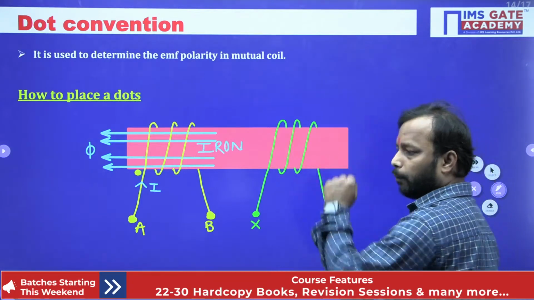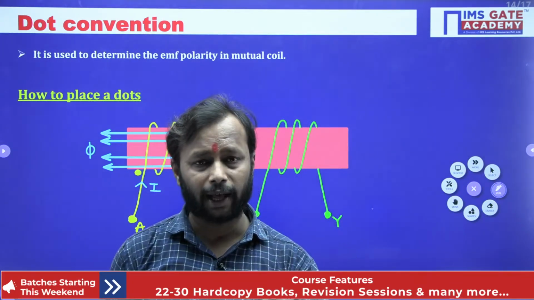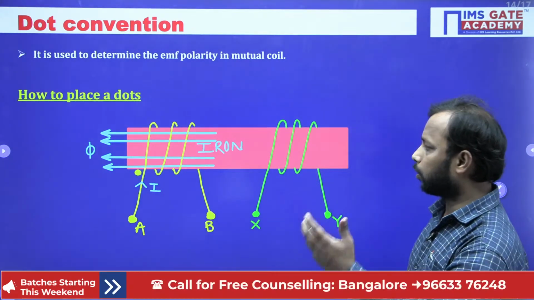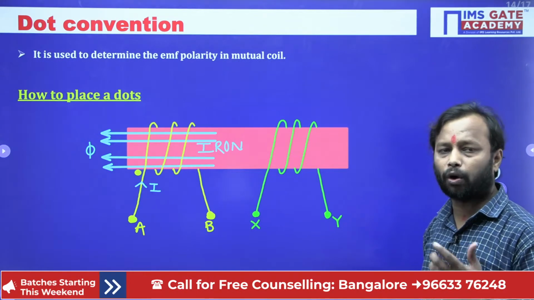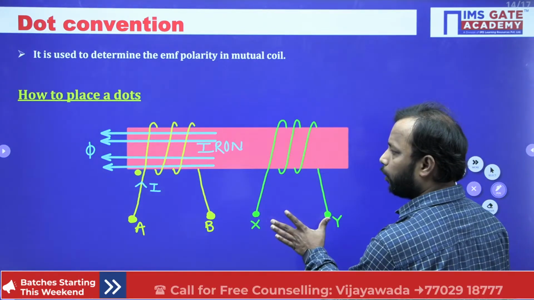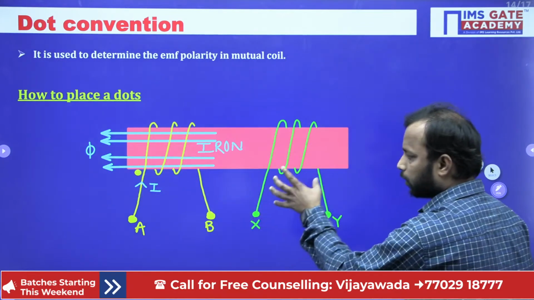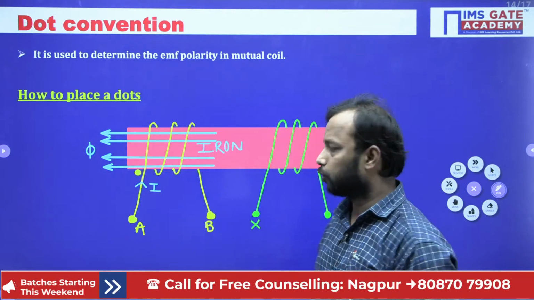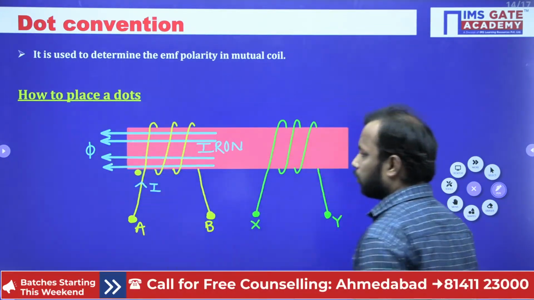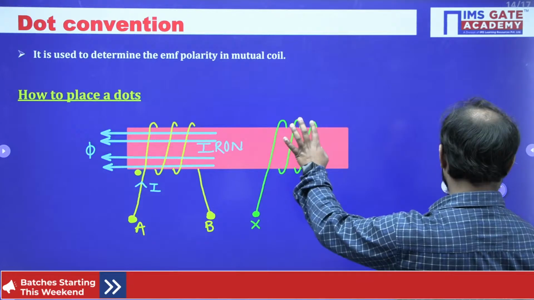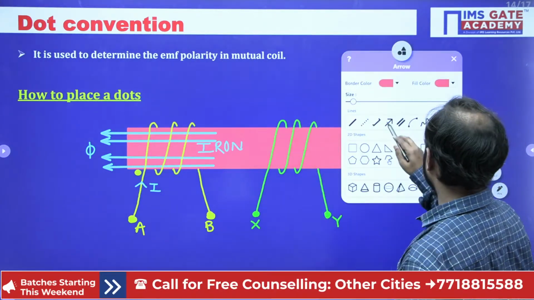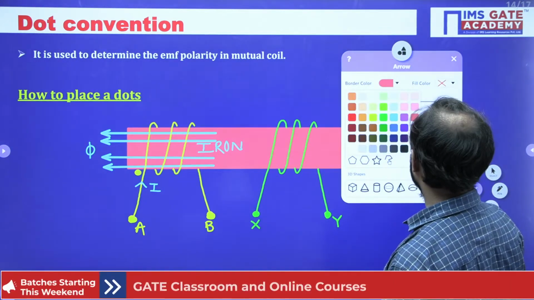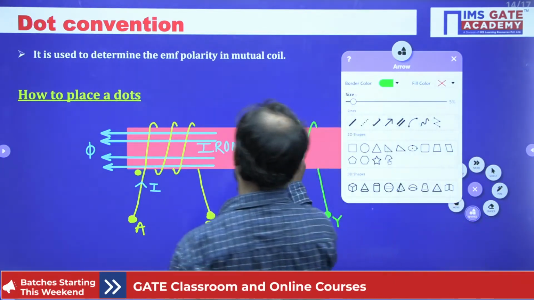Now here the EMF will be induced in such a direction that it will oppose the cause, meaning the effect opposes the cause. So here the EMF will be induced by this flux, but the current will be in such a direction that it will oppose this flux. Since the flux is in this direction, to oppose it the flux will have to be directed in this direction.